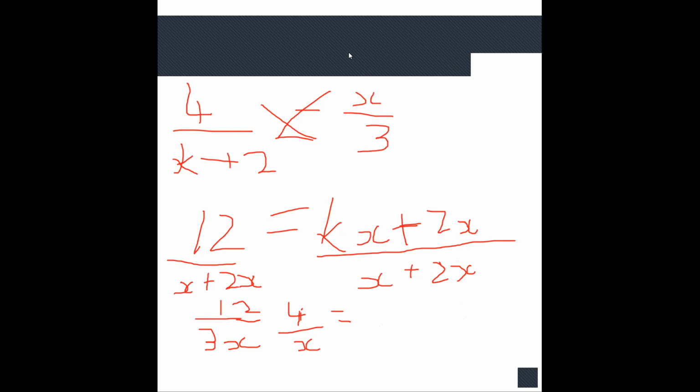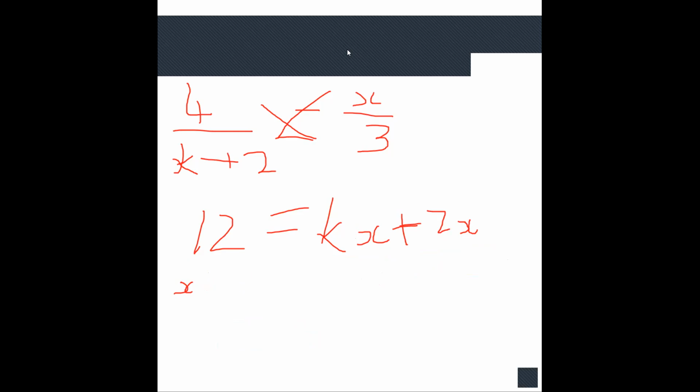Okay, I'll try another approach. You could only do that if it said k x plus 2x, then yes, you could do that. But it didn't. It said k times x plus 2x. So let's get back to 12 equals kx plus 2x. Any other approaches?